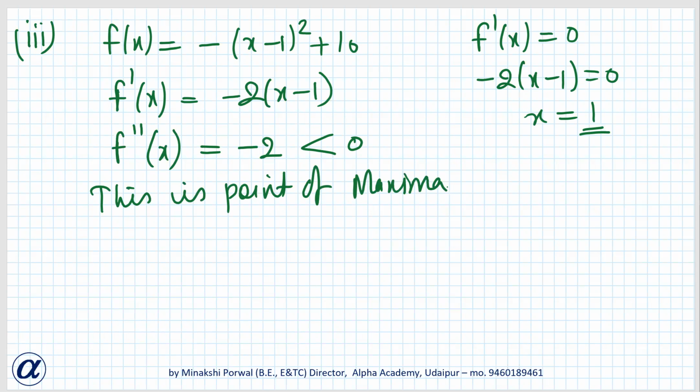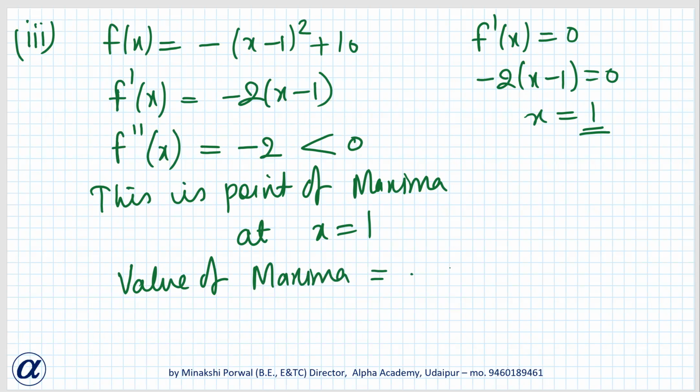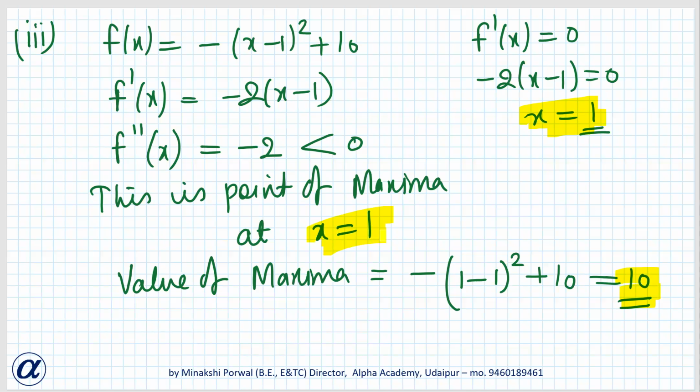Maxima at x equals 1, and the maximum value is equal to minus (1 minus 1) the whole square plus 10, that is equal to 10. So this is the maximum value, and the point where it occurs is this.